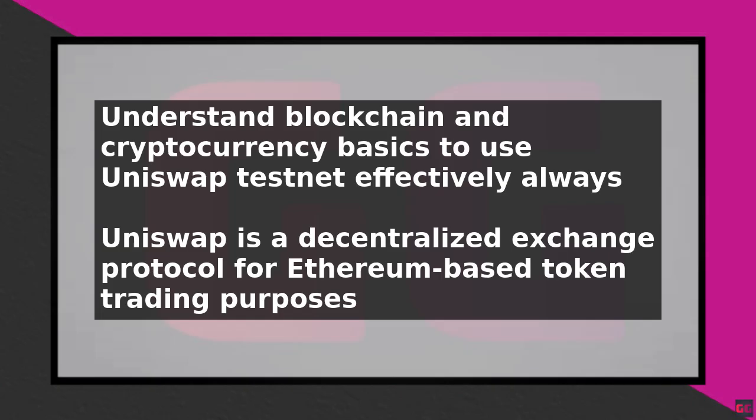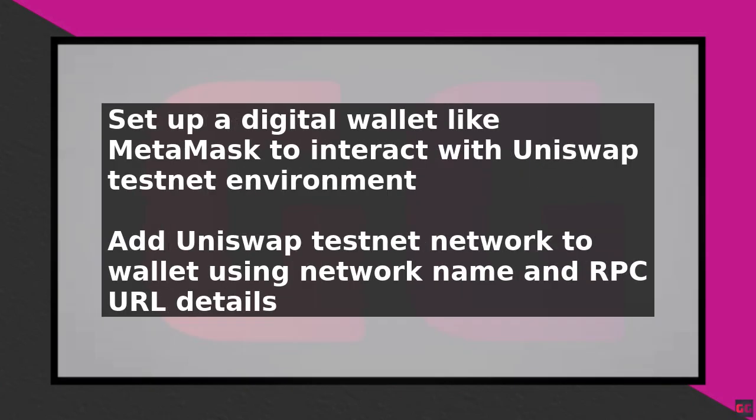Once you have your wallet set up, you need to add the Uniswap testnet network to your wallet. You can do this by going to the MetaMask settings and adding a new network. The Uniswap testnet network details are available on the Uniswap website. You will need to enter the network name, RPC URL, chain ID, and currency symbol.